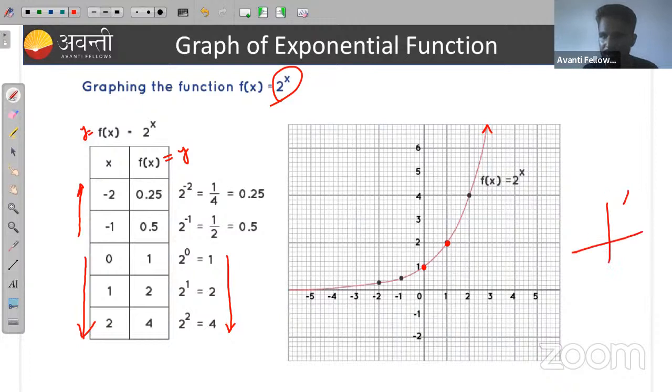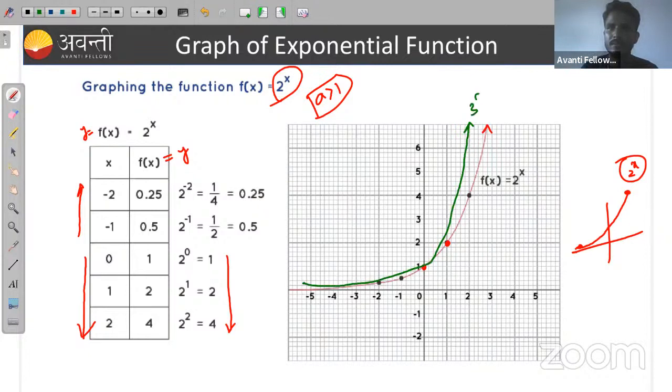Whenever we draw the exponential function, we'll leave a small gap from here, so it doesn't exactly match the axis. It will look like this. This is for 2 to the power x. If you go the reverse way, that means here a is greater than 0. For any a greater than 0, the graph will look like this. If someone asks you to draw the graph of 3 to the power x, you can draw it like this.